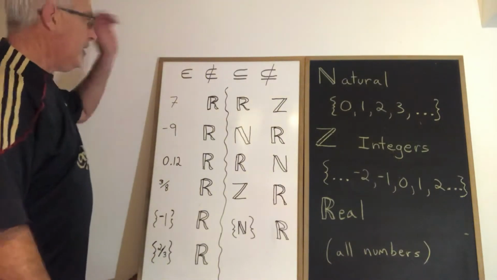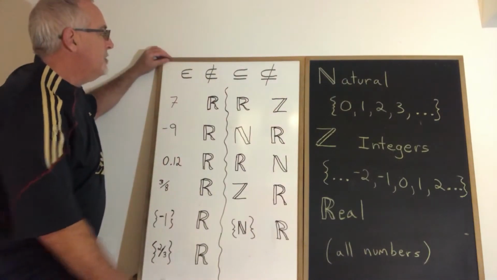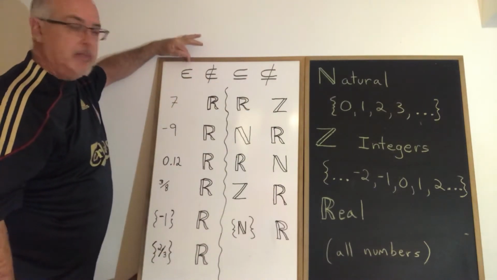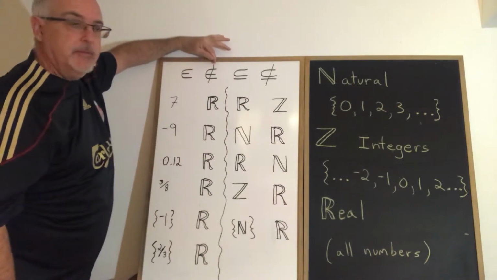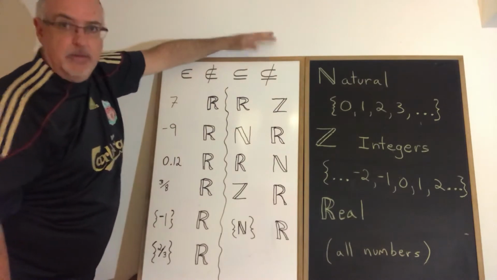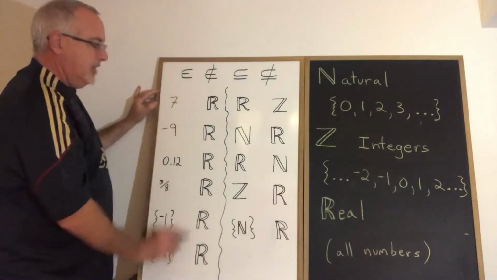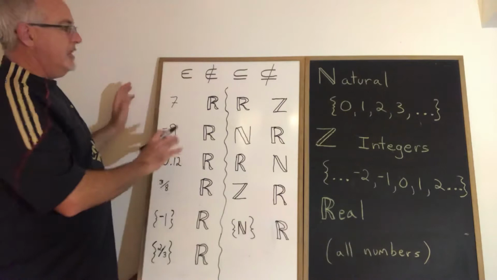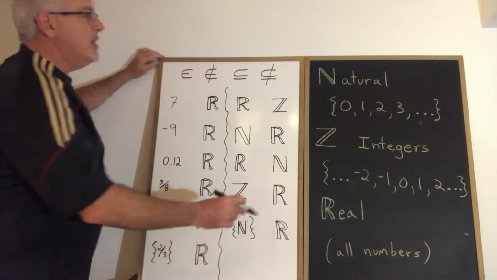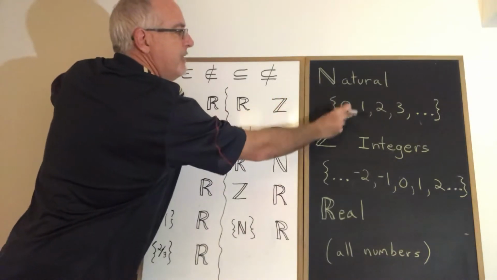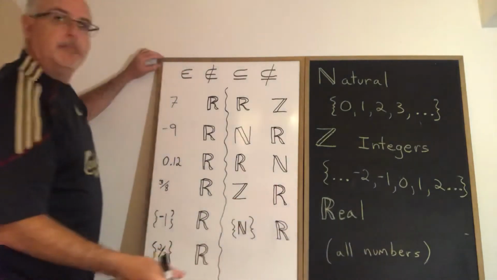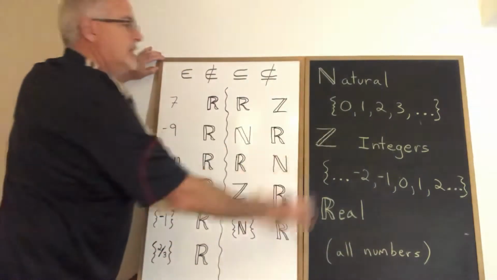Today's Daily Dose of Math is about how to use these four symbols, the IsAnElement of symbol, the IsNotAnElement of, the IsASubset of, and the IsNotASubset of symbols, to fill in the blanks in these statements. In this case, all of the examples have something to do with real numbers. As a reminder, we have the set of natural numbers presented here, integers and real numbers. And remember, these are sets.